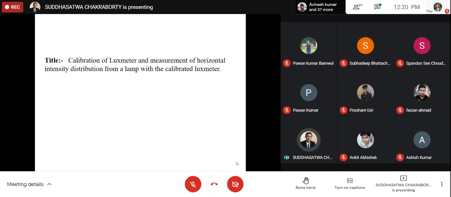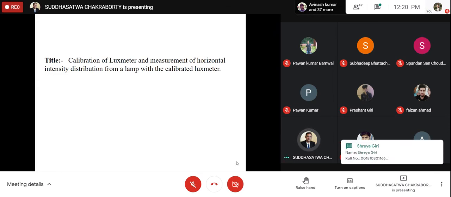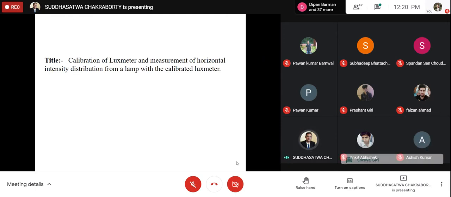The experiment title is calibration of a lux meter and measurement of horizontal intensity distribution from a lamp with a calibrated lux meter. This is the title of the experiment. The idea is very simple. In our utilization classes, we were talking about the lamp and different light sources. Once we talk about the lamp, there are fundamental parameters required to standardize it and make a proper specification.